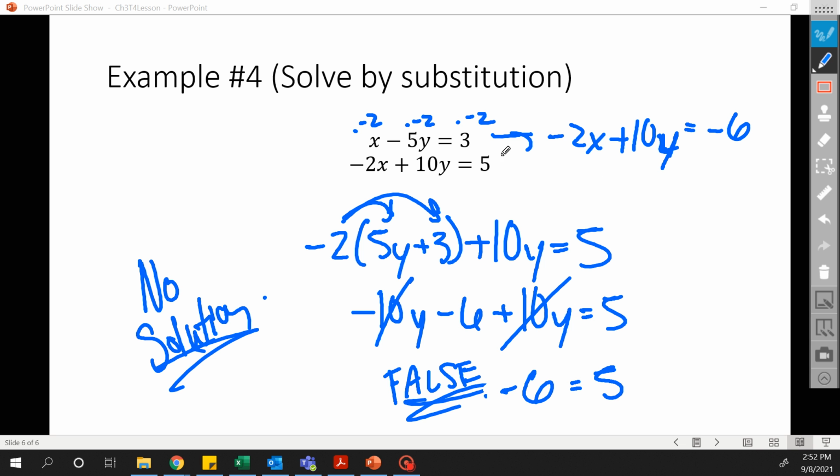But look at the second equation. Negative 2x plus 10y is equal to 5. Well, negative 2x plus 10y can't be equal to negative 6 and 5. There's no way that it can be equal to both of these. It's either equal to negative 6 or it's equal to 5. But there's no way you can get them to be equal to negative 6 and 5 because they're the same thing, but they're equal to different things.